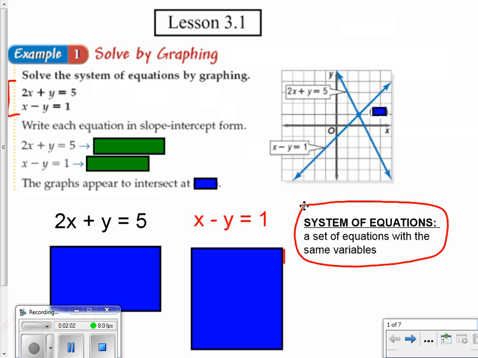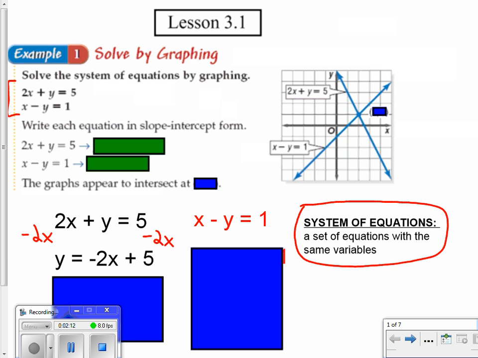So in our first one, if we have 2x plus y equals 5, well, in this case, I would subtract 2x from both sides. When I do that, we would get y equals negative 2x plus 5. And that is already in slope-intercept form, so we're actually done. So I'm going to move that up here and say that was our only step. We did minus 2x from both sides.